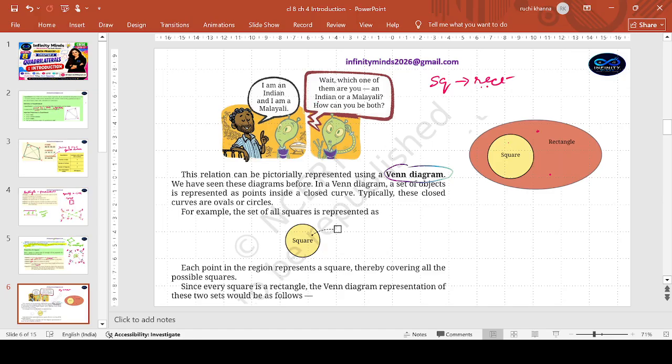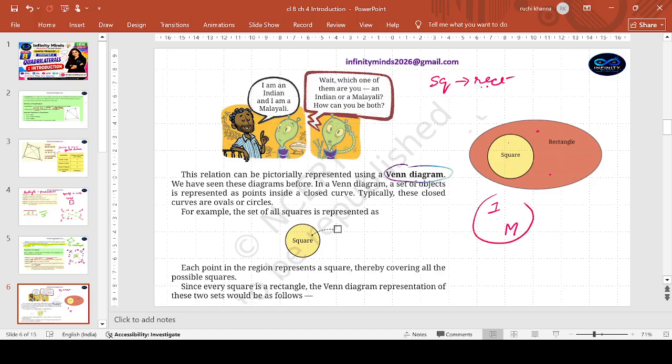By this example, it is trying to say that you could satisfy both conditions. If somebody is an Indian, somebody can be a Malayali also. But not true the other way. Every Indian may not be a Malayali. By this example, they are trying to say that a Malayali person is an Indian also.